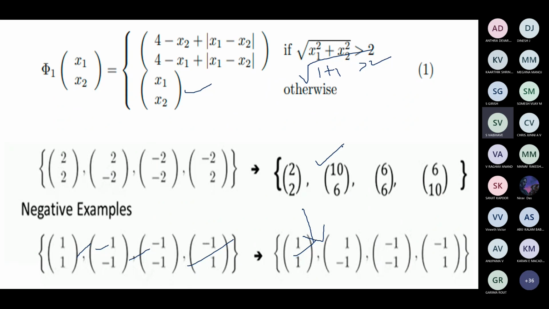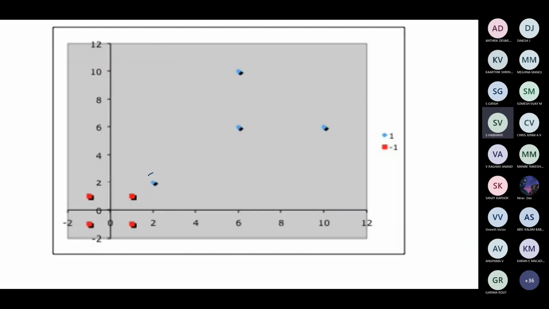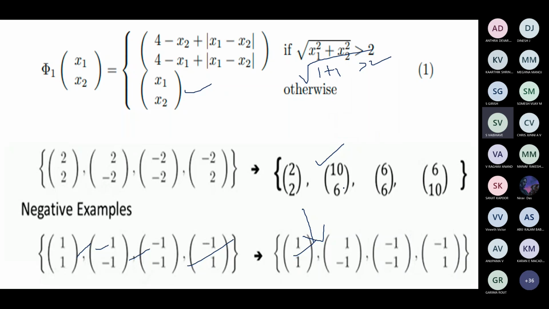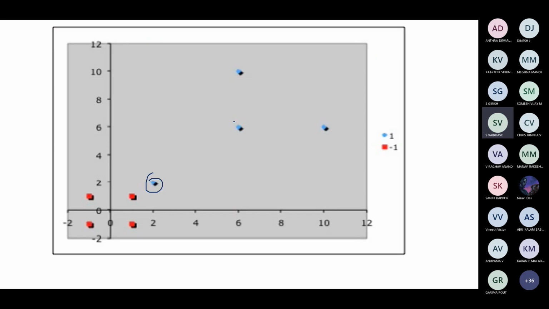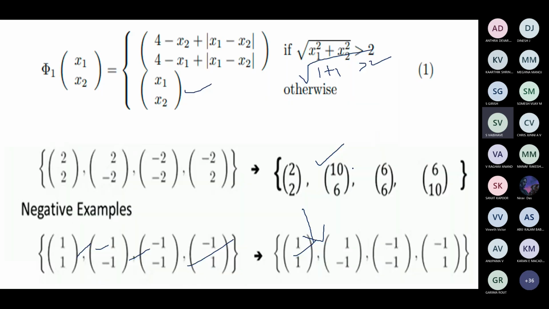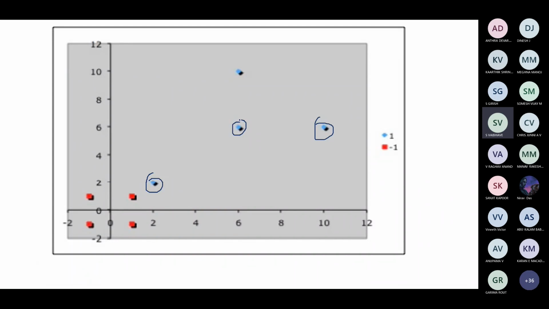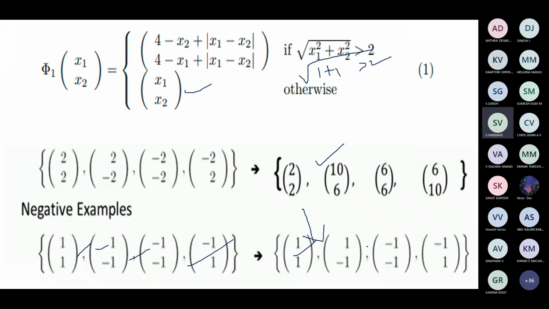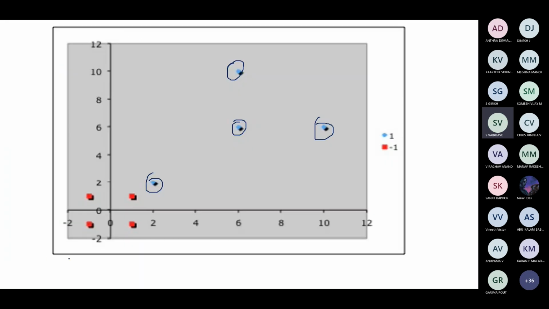Now you will plot the data points. Can you see? (2, 2), then (10, 6), then (6, 6), then (6, 10). Then this is the same data points, (1, 1) and (1, -1). Can you see?